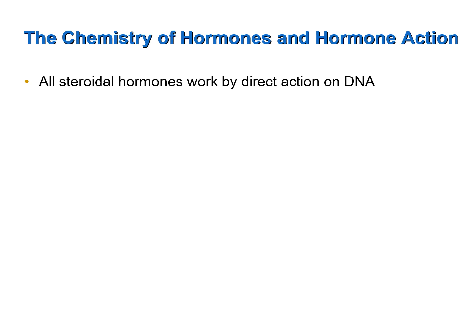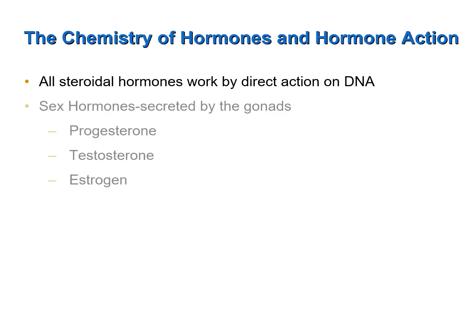For every hormone that we cover, you must know its mechanism of action. This only requires that you know the chemistry of the hormone. So I always stress to students that they should memorize the 6 steroid hormones that we are going to cover. They are the sex hormones. These are the hormones that are produced by the gonads, the testes and the ovaries.